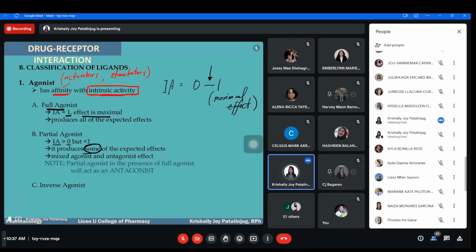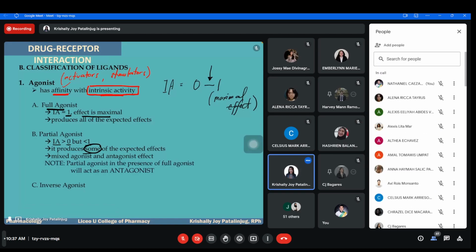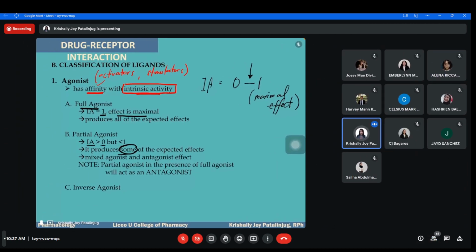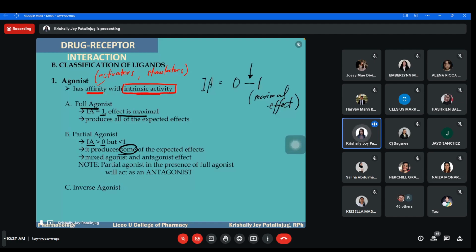Okay, another important thing that you have to take note about partial agonists is that they should never be combined with a full agonist. Never combine a partial agonist with a full agonist, because the tendency is the partial agonist will compete with the full agonist for that receptor. It will compete and it will act as an antagonist. So it will act as a competitive inhibitor.